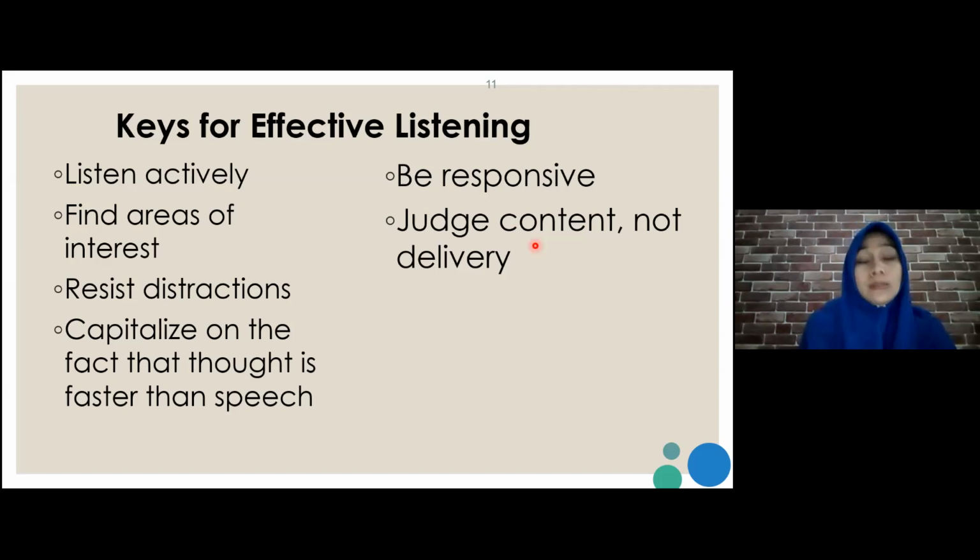Because in real communication, the way of delivering a message could be perceived differently, right? Maybe for you, if you are in a good mood that day, your boss's instruction can be taken as something that will motivate you, something that will support you. But for you who have a bad mood on that day, your boss's instruction could be a burden, right? Could be a problem. Okay?